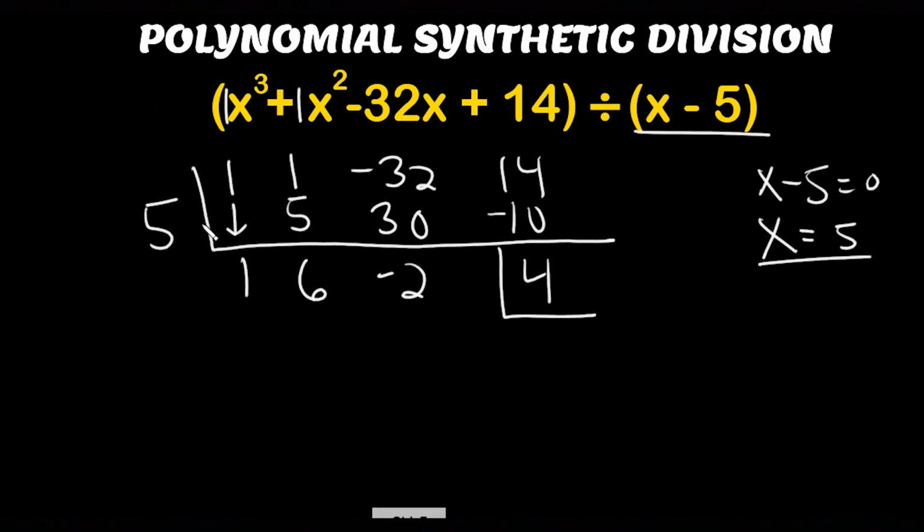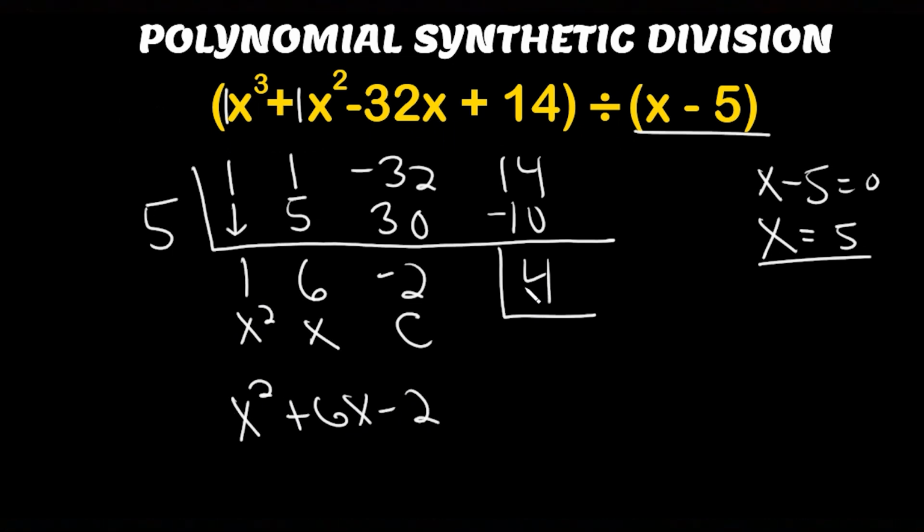So what I do from here, these numbers right here that we obtained, I just go ahead and put down what they are. So for example, this 1 is really now x squared. This 6 is now really our x. And this -2 is now going to be our constant. So writing it all together, this is our final answer right here, these values, okay? We just have to include the variables attached to them. So for example, we're going to have x squared plus 6x minus 2, and then our remainder, which is a positive 4, so plus 4 all over our divisor, which was x minus 5. Okay? And there it is.